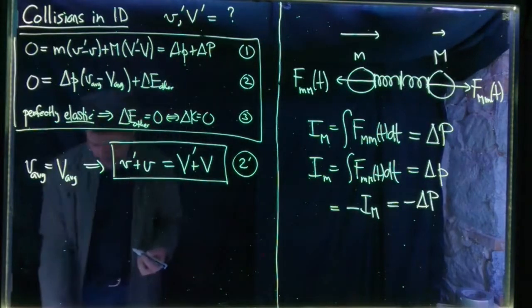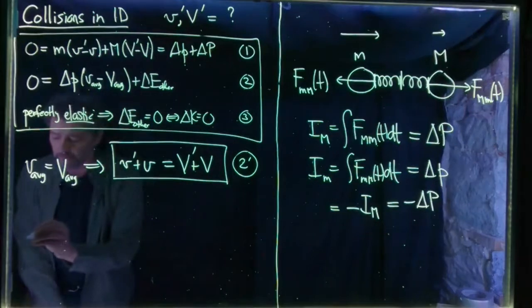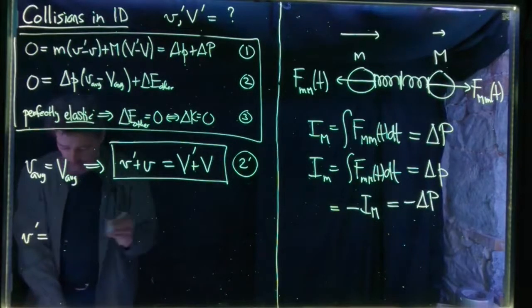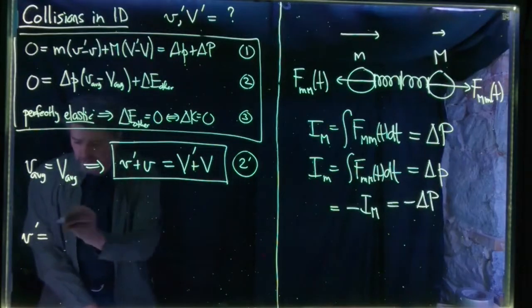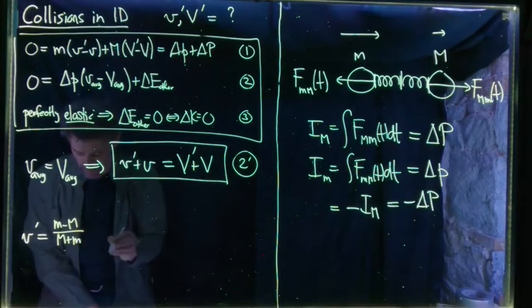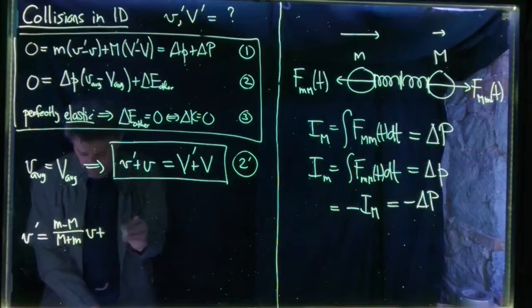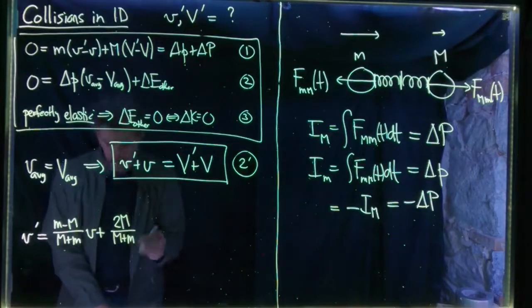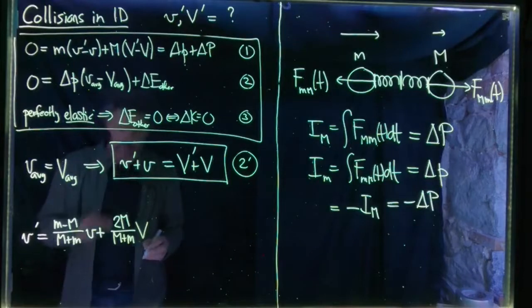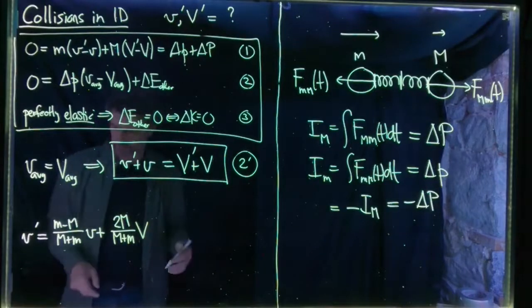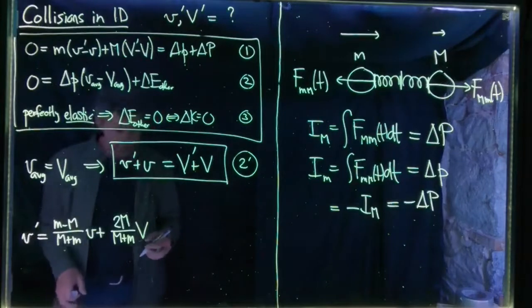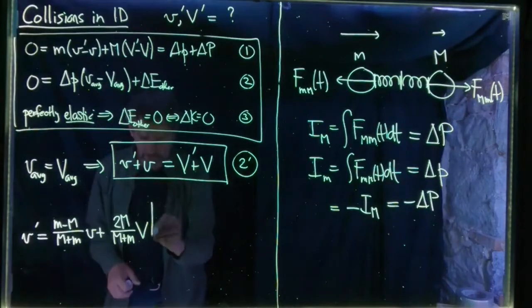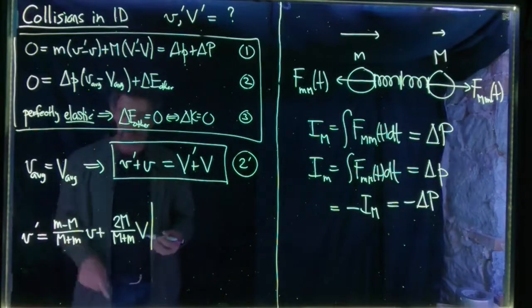And the solution is this. The final velocity of little m, so that's little v prime, turns out to be little m minus big M over big M plus little m times little v, plus 2 times big M divided by big M plus little m times big V. Let me see, am I going to have enough room? Yeah, let's write it over here. So that's one of the unknowns, the final velocity of little m.